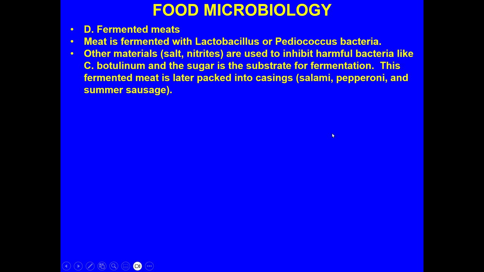And then we have fermentation of meats. Now, meat that is fermented with Lactobacillus or Pediococcus bacteria, usually this is as if you're making the deli meats like salami and pepperoni and summer sausage and things like that. But you also usually add other materials like salt and nitrites. And this is used to inhibit the harmful bacteria like Clostridium botulinum. And they will add some sugar as a substrate for fermentation. And the fermented meat is later packaged into casings.